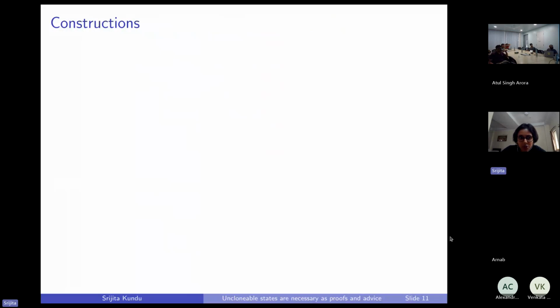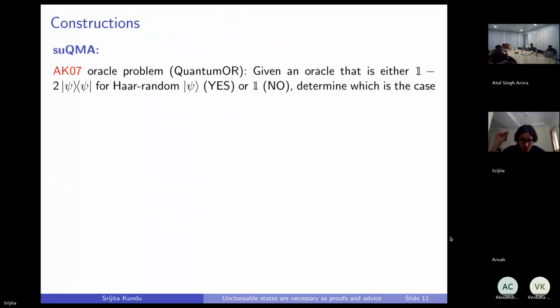Okay, now I'll talk about what our constructions are. So for strictly unclonable QMA, as I said, we use the Aaronson oracle problem, which I'll call quantum Oracle. The oracle problem here is you are given an oracle that is either the identity oracle, which is the no instance, or the reflection about a Haar random state, so identity minus 2 psi, where psi is a Haar random state. And we have to determine which of these is the case to distinguish the yes and no instances.